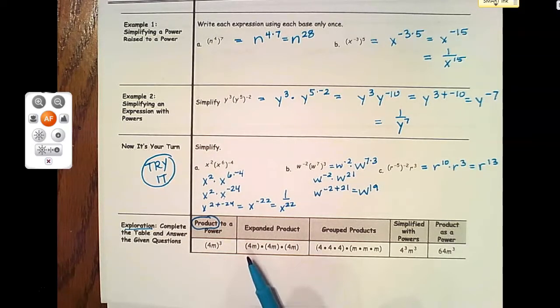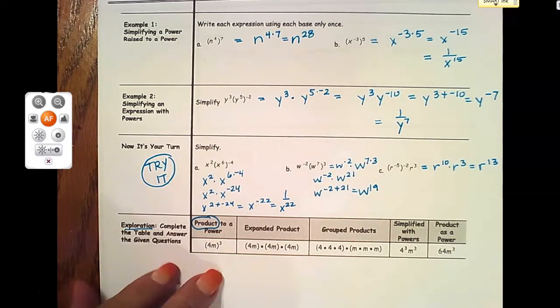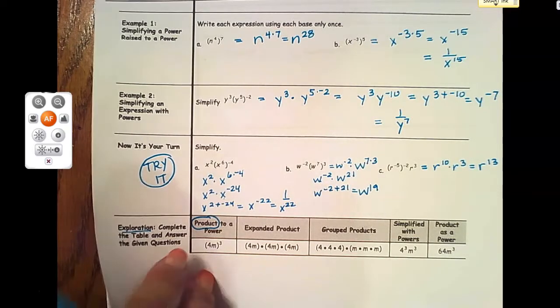So we can expand that out by writing 4m times 4m times 4m. And the commutative property says I can go ahead and rearrange the 4's and the m's and put all the 4's together and all the m's together. So that's 4 to the 3rd, m to the 3rd. And using my calculator, 4 to the 3rd is 64. So as a final answer, 4m raised to the 3rd is 64m cubed. So let's take a look at a few more.